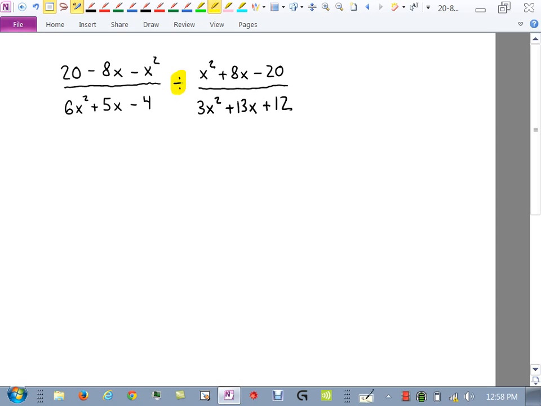So now I'm actually paying attention to that sign, right? Because it could be multiplication or division. Right now it's division. So in order for me to be able to do the problem, I first have to flip one of these over. Which one? The one on the right. Okay? So I'm going to flip the second one over. Yes, that means I'm going to have to rewrite the whole problem.